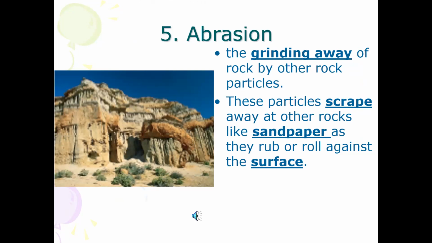All right, next we have abrasion. Abrasion is actually the grinding away of rock by other pieces of rock. So this doesn't happen so much here in Indiana, but think about out west in the desert, and you can kind of see this in the picture. As the wind blows, it picks up sand and dust, and that sand and dust run into other pieces of rock. And what happens is when they hit, they actually do make a little scrape. They scrape away at it, almost like sandpaper.